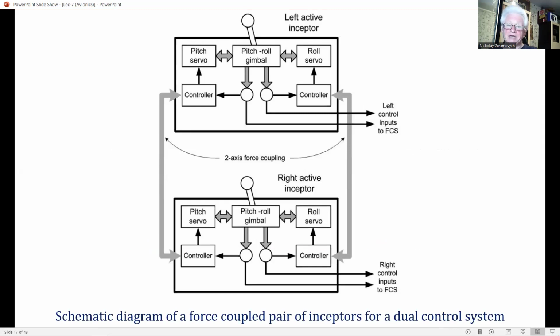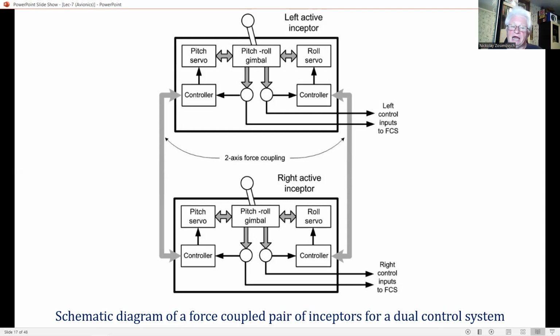Finally, the operating concept of active inceptors does not just apply to the primary pitch roll control system in an aircraft, or the so-called pitch roll cyclic in a helicopter. It can also be applied to rudder pedals, throttle controls, and helicopter collective pitch control or collective lever. And this figure shows the basic concept of a force-coupled pair of inceptors for a dual control system.